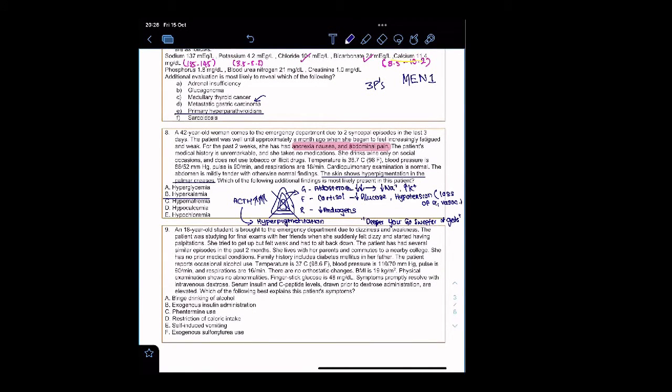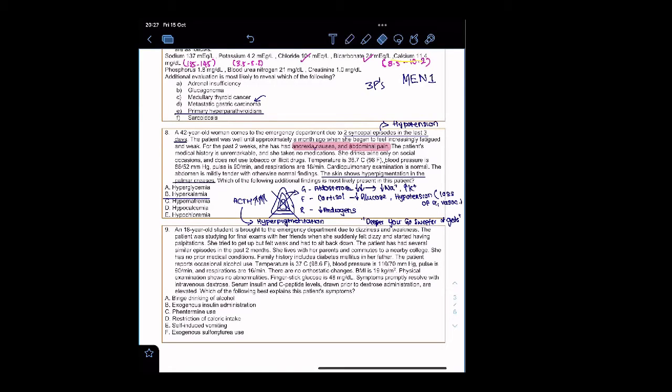Now let's take a look at this case. The patient has syncopal episodes in the last 3 days. What is this? Hypotension. She began to feel increasingly fatigued and weak. For the past 2 weeks, she had anorexia, nausea, and abdominal pain. This is how you will get a case. They will always say abdominal pain. Just remember that. Patient medical history is unremarkable. She takes no medicine.